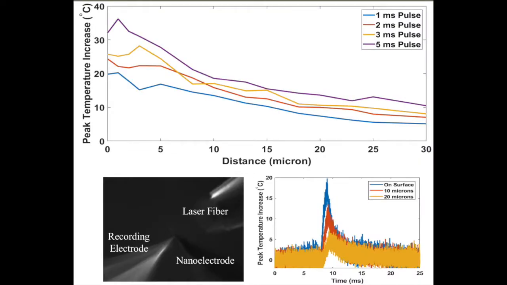The bottom left-hand image displays the setup for our experiments. A laser fiber is aimed at a nanoelectrode to induce thermal stimulation, which is then measured by a recording electrode. The temperature profile over time was measured in the bottom right-hand figure. 1 millisecond pulses were induced and measured for on-surface, 10 micron, and 20 micron distances. Finally, the top right-hand image shows the max peak temperature for all distances from 0 to 30 microns for 1, 2, 3, and 5 millisecond pulses. It's interesting to note that the temperature profile decreases by as much as 40% from 0 to 30 microns.